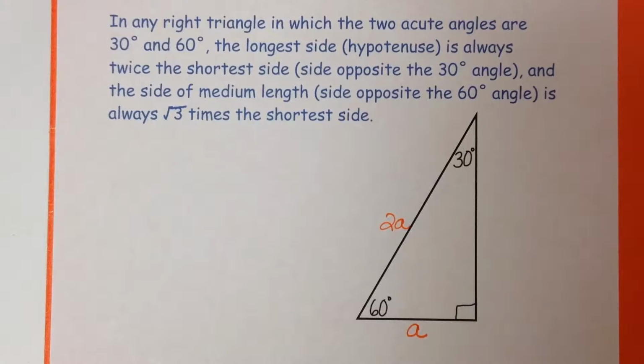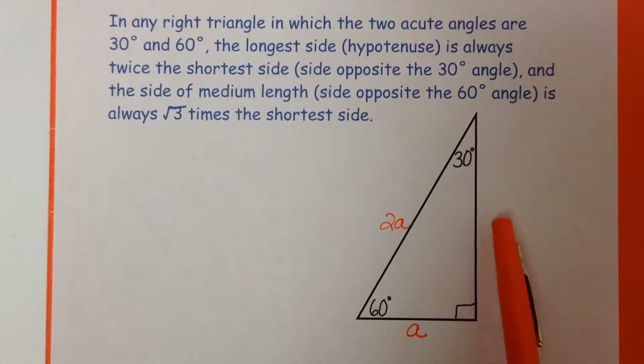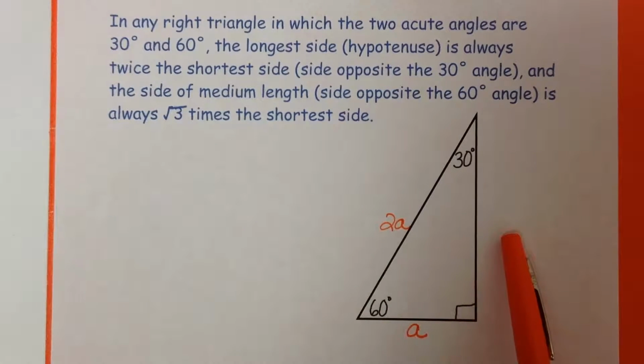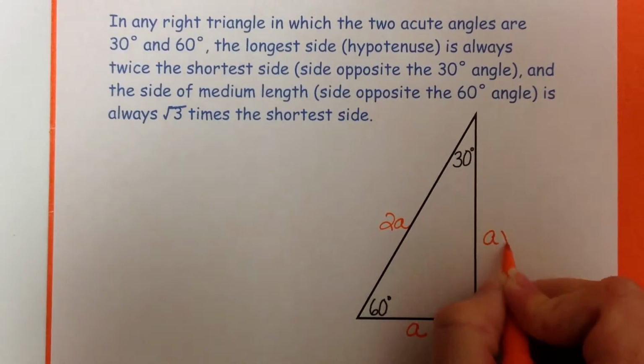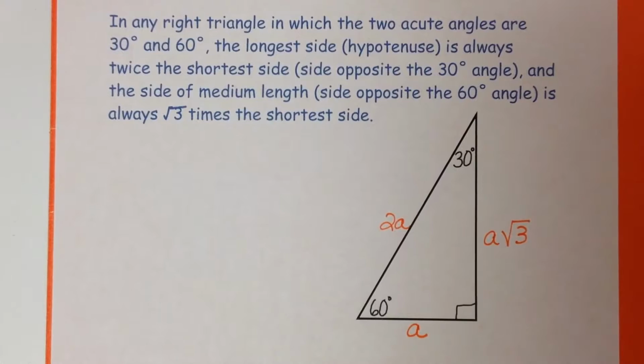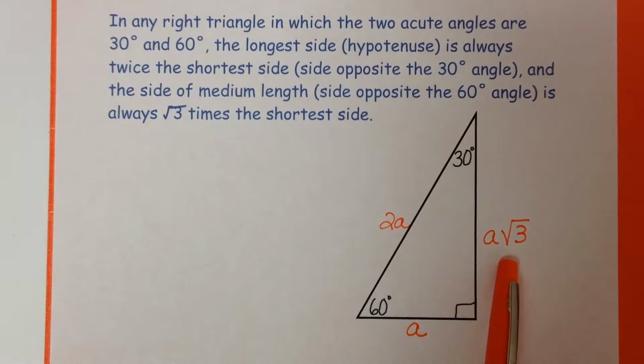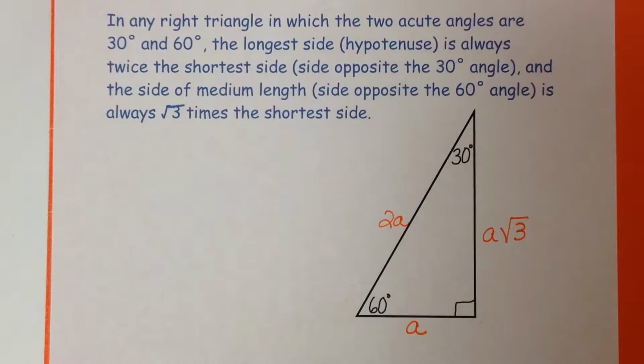And then the side of medium length, of course this is the medium size angle, so this would have to be the side of medium length that's opposite the 60-degree angle, is always square root 3 times the shortest. So if the shortest is A, then this would have to be A times square root 3. Okay? So you need to memorize the relationship there. You need to know that the shortest side is A, the side opposite the 90-degree angle is 2A, and the side that is opposite the 60-degree angle is A square root 3. Now remember, that relationship only applies to a 30, 60, 90 triangle.